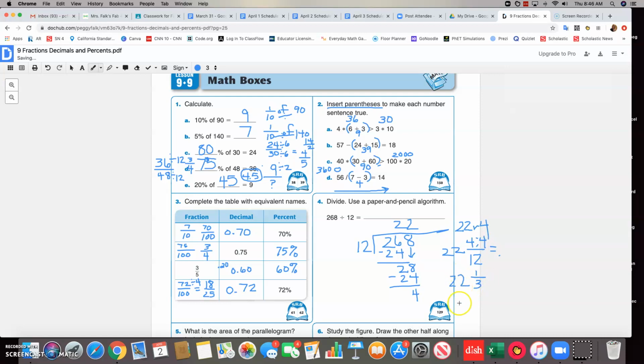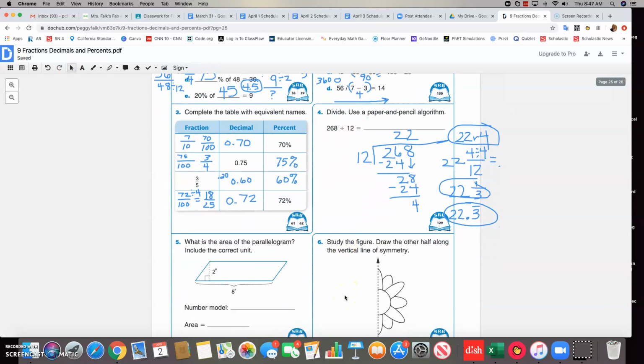Okay? Or I can make this into a decimal, and it would be 22 point, you all know what 1/3 is as a decimal, 0.33333, it goes on forever. That's a repeating decimal. So 3 ways to write those answers.